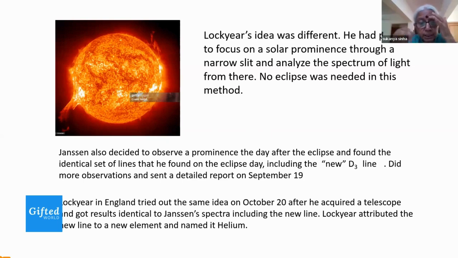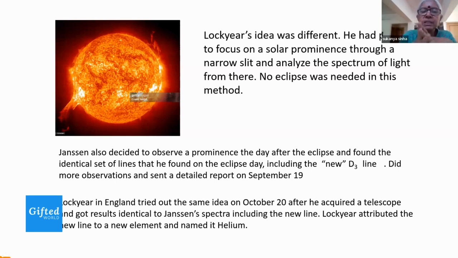So he did more observations, and he sent a detailed report on September 19th to the French Academy of Sciences. Lockyer had some bad luck because his telescope maker, I think, fell sick and couldn't deliver the telescope on time. So he couldn't test his idea until October 20th. Now, Janssen sent his report to the French Academy on September 19th from India. In those days, there was no WhatsApp or email, so it went by regular mail, and it took a long time. On the other hand, Lockyer was in England, and he looked through the telescope and got results identical to Janssen's spectra, including that line near sodium.